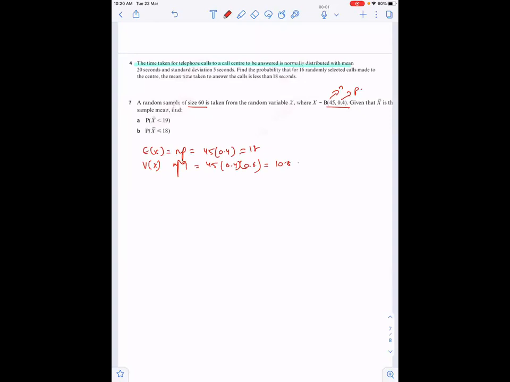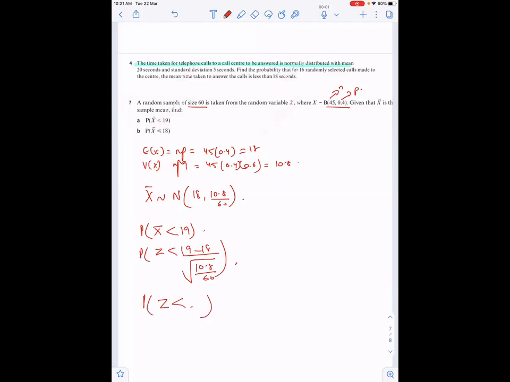So you can say that the sample mean x can be approximated by the normal distribution, where the mean is 18 and the variance is 10.8 upon the sample size, which is 60. You want to find the probability that the mean of x is less than 19, so z is less than 19 minus 18 upon the square root of 10.8 upon 60. And then get the probability. You know how to find the probability.